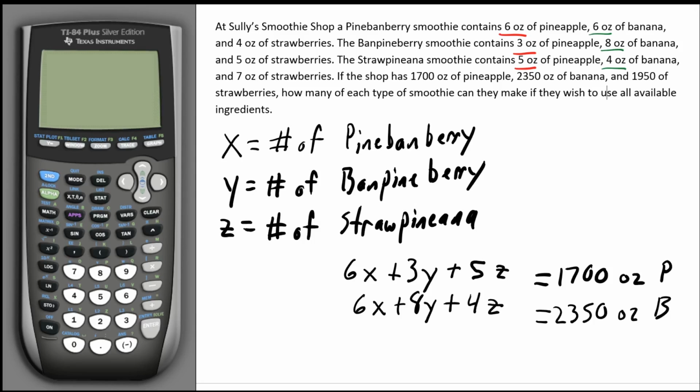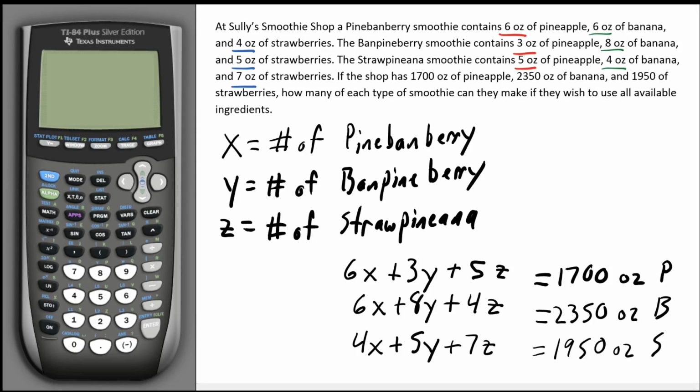Lastly, we also know we have 1,950 ounces of strawberries available. And so we want to look through the problem to find the different numbers for strawberries. So that's 4 ounces, 5 ounces, and 7 ounces for the 3 different types of smoothies respectively. So our equation, therefore, is going to be 4 times x, the number of pine banberry smoothies, plus 5 times y, y being the number of pine berry smoothies, and 7z, where z is the number of straw pine Anna smoothies.